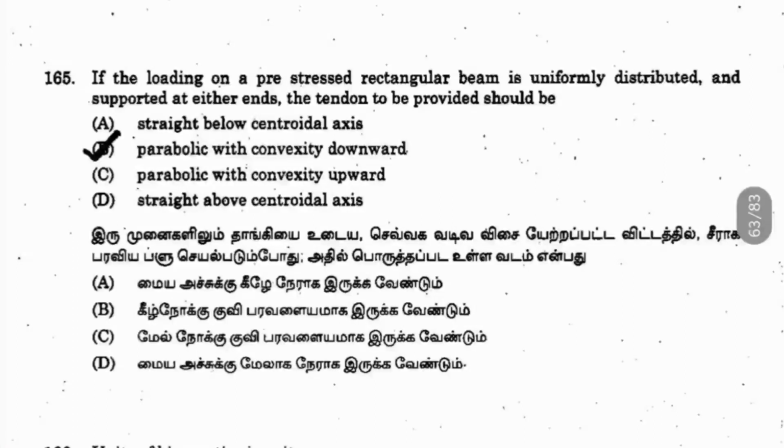165, if the loading on a pre-stressed rectangular beam is uniformly distributed and supported at either end, the tendon to be provided should be what? When it is UDL, we should go for the parabolic one. So here it is parabolic with convexity downward. It should be like this. Then only it will be safe.